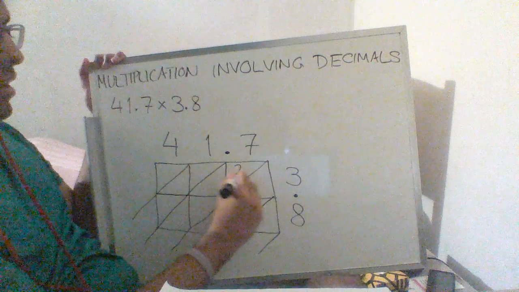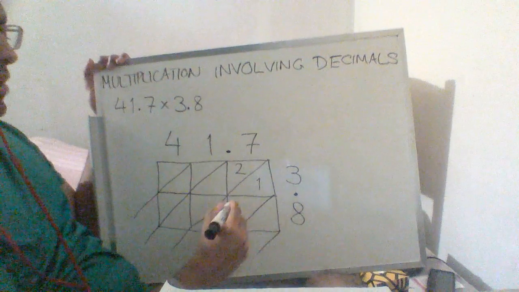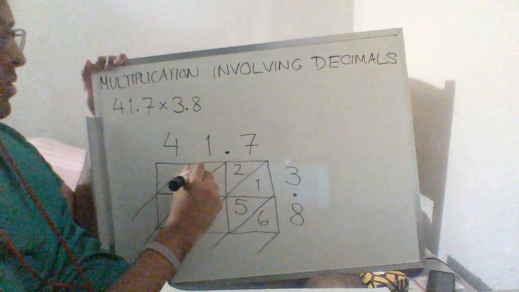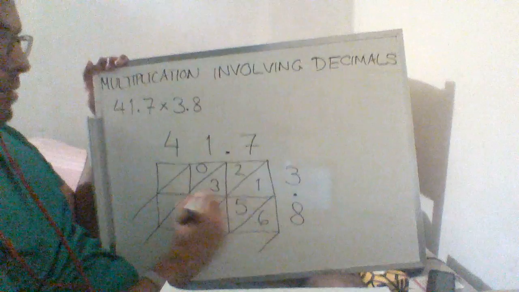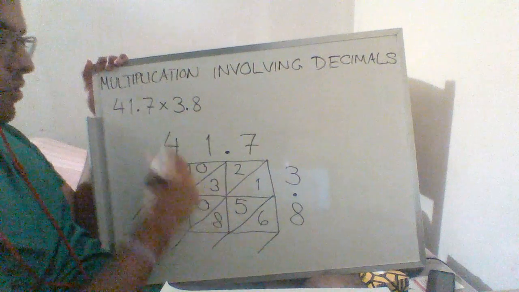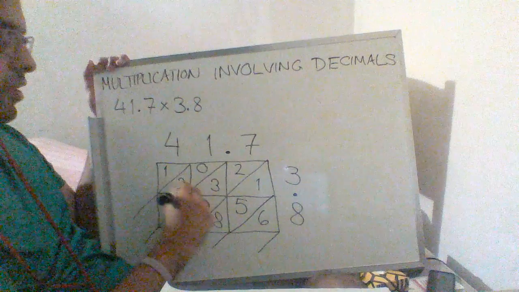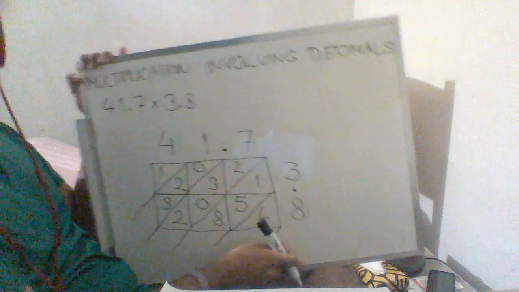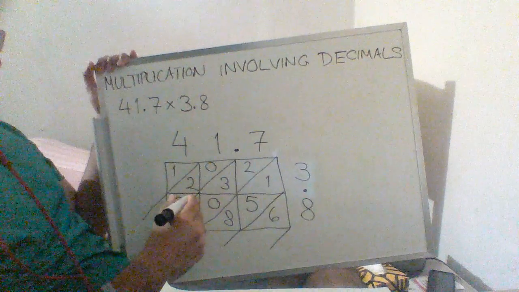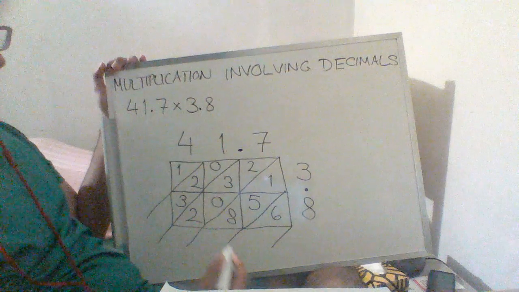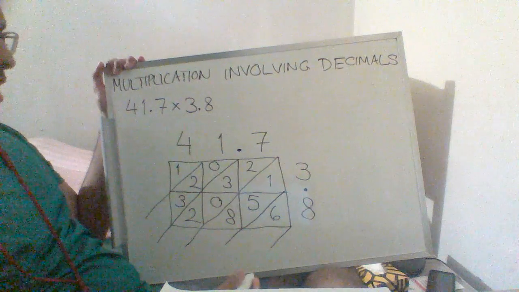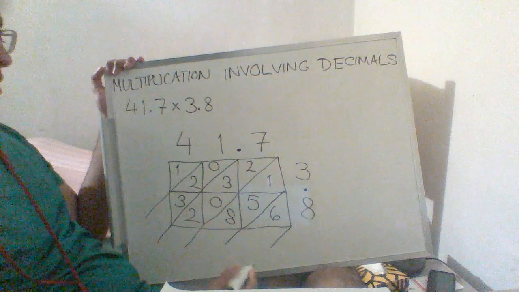7 times 3 is 21, 7 times 8 is 56, 1 times 3 is 3, 1 times 8 is 8, 4 times 3 is 12, and 4 times 8 is 32. Hopefully that wasn't too quick. And now we can go through and do the addition, right? This isn't two particularly large numbers, so hopefully this is making sense so far.